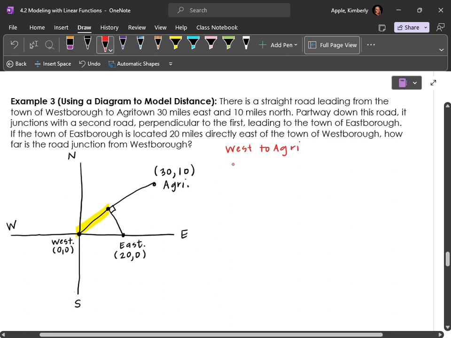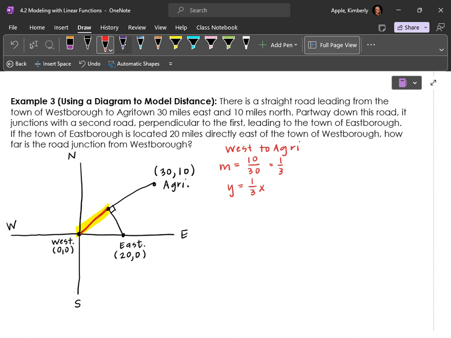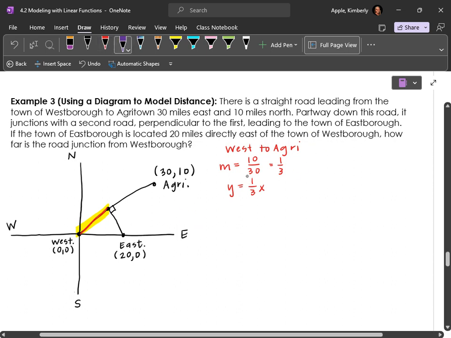To write this function, the first thing I need is a slope. The rise over the run will be, I go 30 this way, that's the run, and 10 up. So that's 10 over 30, which is 1/3. And the intercept is 0. So this is y equals 1/3 x, this line right here in red.